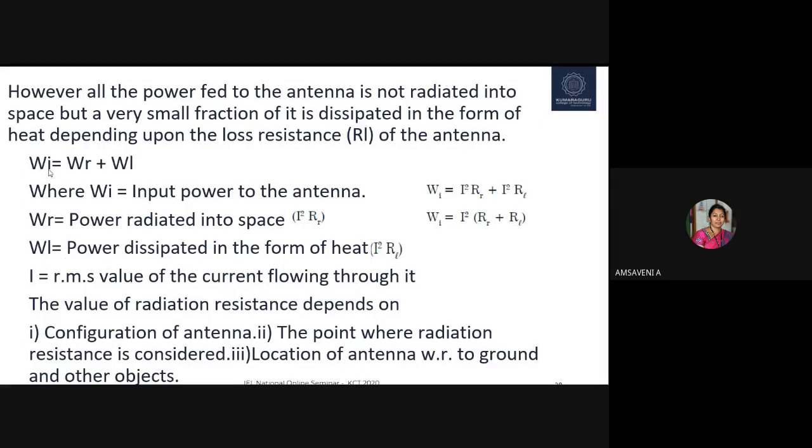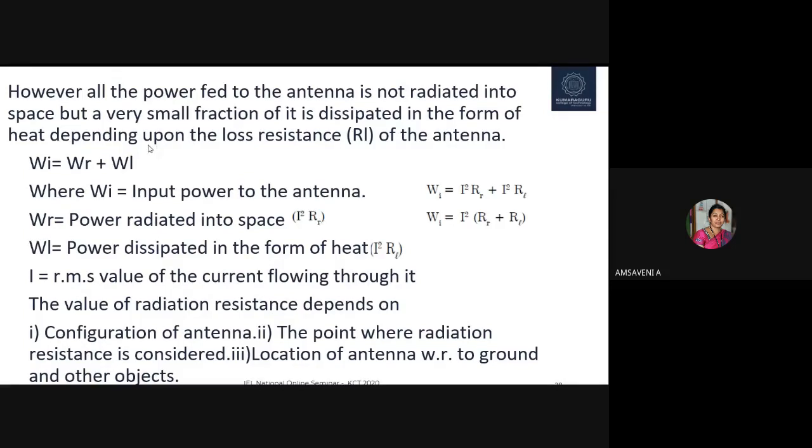Okay, so the total input power fed to the antenna is nothing but radiated power plus power losses. Wi is the input power to the antenna, and WR is the power radiated into space. So this is the desired one, and WL is the power dissipated or lost in the form of heat. This is nothing but I square RL.